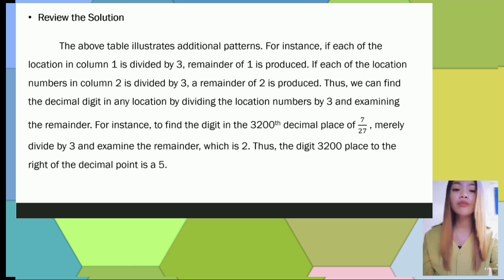Thus, we can find the decimal digit in any location by dividing the location number by 3 and examining the remainder. For instance, to find the digit in the 3,200th decimal place of 7 over 27, merely divide 3,200 by 3 and examine the remainder, which is 2. Thus, the digit 3,200 places to the right of the decimal point is a 5.